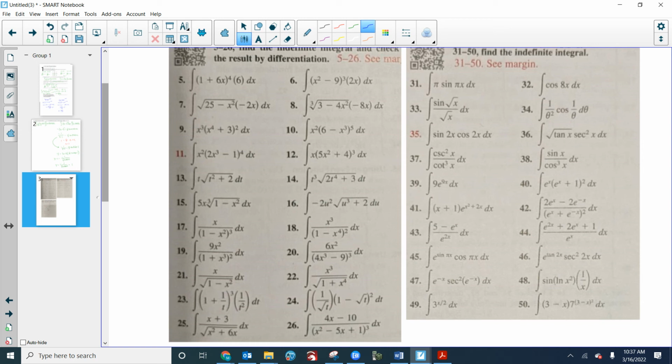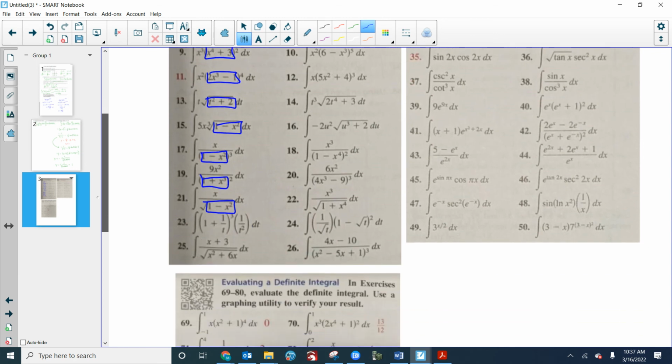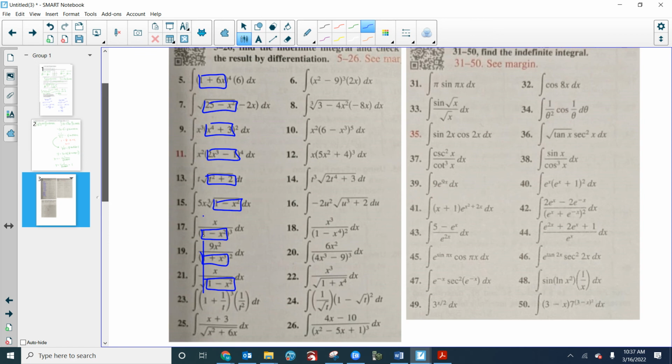Just as a quick exercise. Number 5, what would you let u equal? The inside, right? Next, what would you let u equal? The inside. The inside. The denominator is inside. Same. And I haven't done any of these problems, just be honest, okay? But this is what you should be able to do. How about this one? The inside.